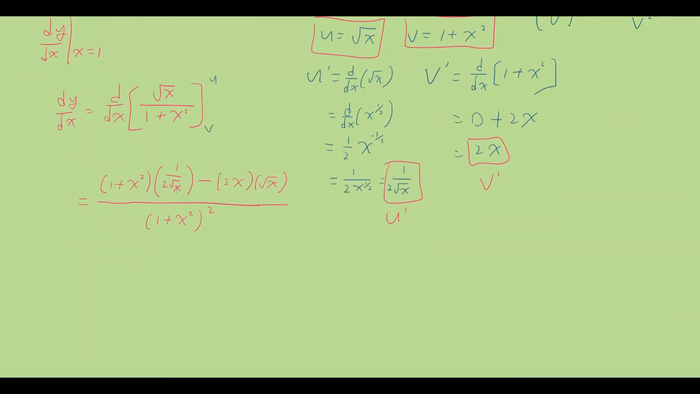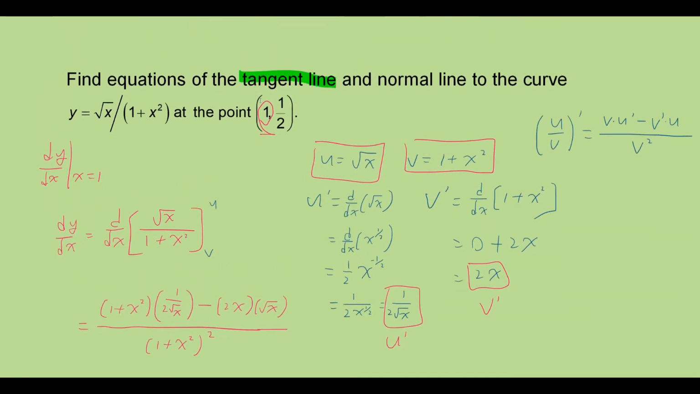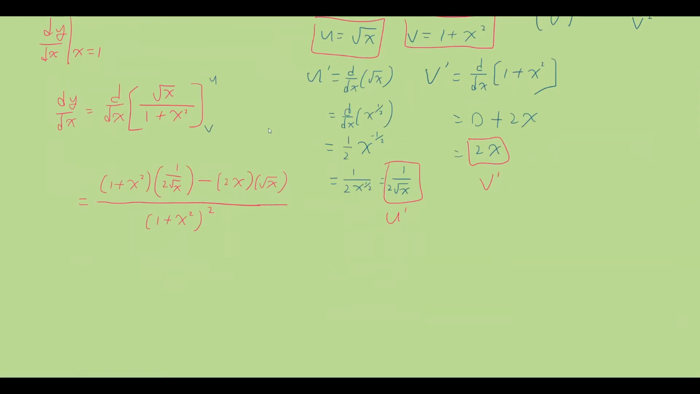Now, don't worry about cleaning it up. We're not going to worry about that because we are actually going to evaluate it at x equal to 1 to find out what the slope of the tangent line is. So dy/dx, evaluating at x equal to 1, is equal to (1 plus 1 squared) times 1 over 2 times square root of 1, minus 2 times 1 times the square root of 1, all over (1 plus 1 squared) quantity squared.